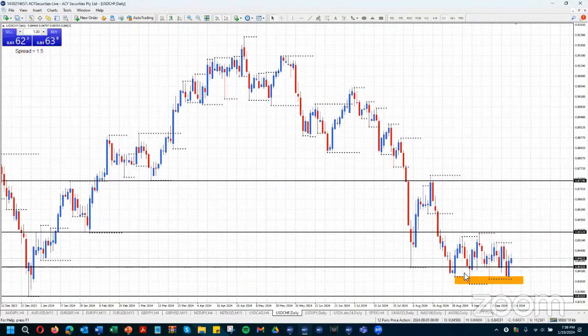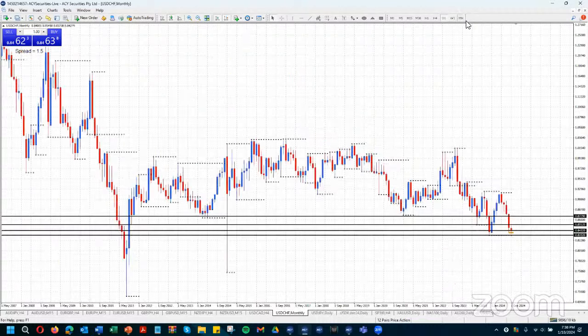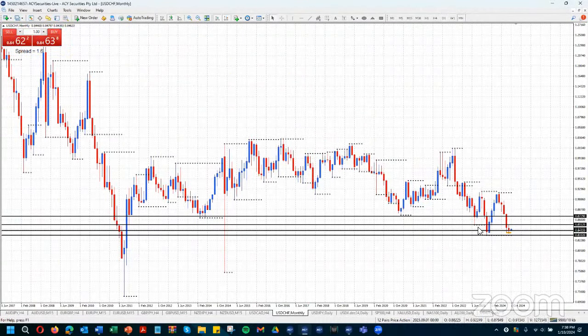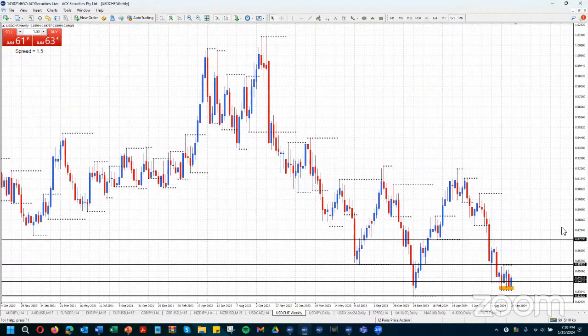Hello, Frank. Nothing's changing much. On the monthly chart, we are holding below this monthly low here. Not able to trade to that monthly low. And on the weekly chart, we are putting in a couple of weekly bottoms here. We're back above this one here.